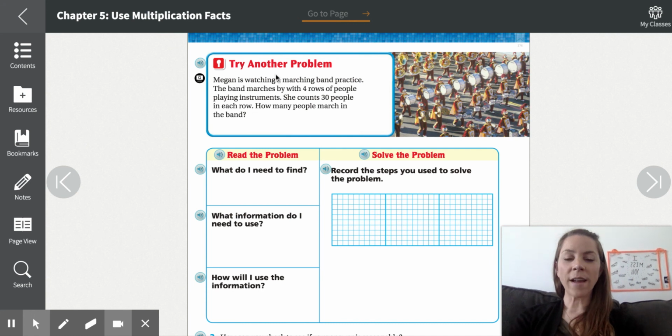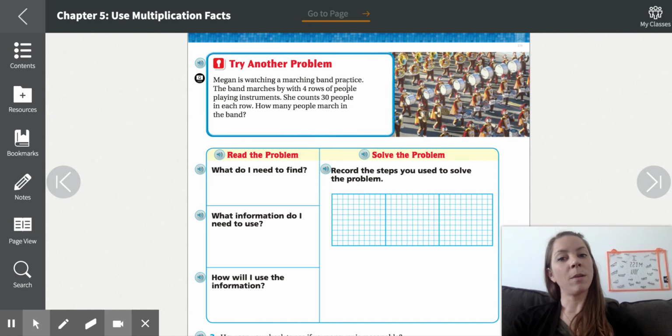Okay, so this is 5.3. We're going to try another problem using the distributive property to help us break down those big multiples of 10. Okay, so this one looks like we're dealing with a band here. A lot of bands march in rows, long rows, so that might be a big number we're going to be dealing with.